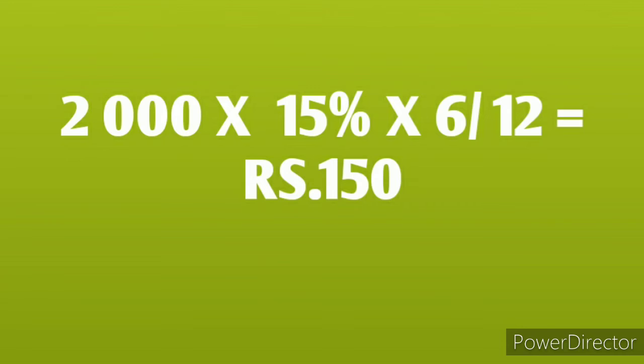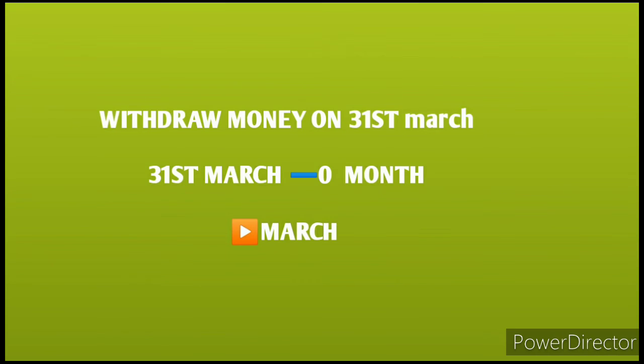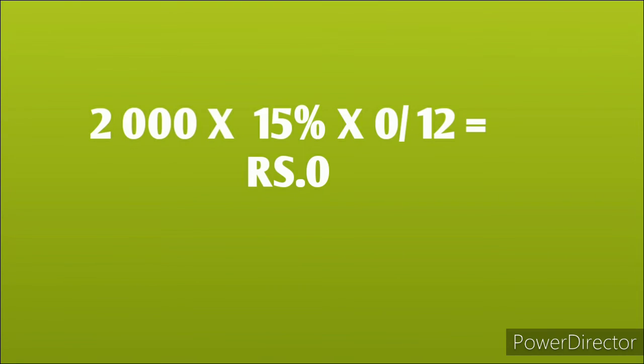Now look here, on 31st March he took out the last money. He does not have any month left after 31st March. March is the last month of the accounting year. When we do not have any month left, we write it as 0. So on this 2000 multiply 15 multiply 0 by 12, we will get 0 interest.